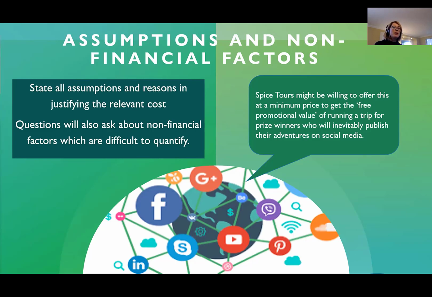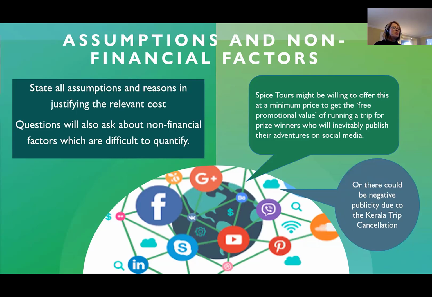But what about that Kerala trip? There could be negative publicity. Those people who were booked on that Kerala trip, they're not going to be very happy about the cancellation. And really, potentially, we needed to put into place the cancellation costs as well. They weren't stated in the scenario, but there could be cancellation costs out there. And there also could be reputational costs by cancelling that trip. Wonderful. That is relevant costing.